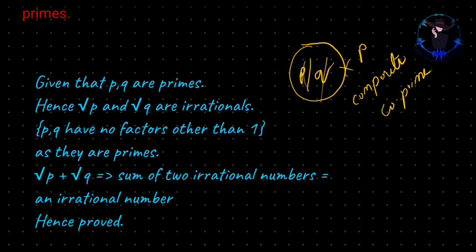But it's already telling that we got p and q as primes. So just by this statement we can say that these are irrational because they are prime numbers. If root p and root q are irrational, then the sum is also irrational. Root p plus root q is irrational. Sum of two irrational numbers results in an irrational number.